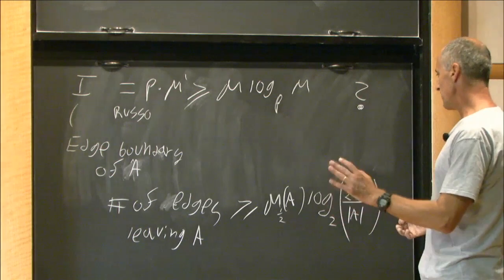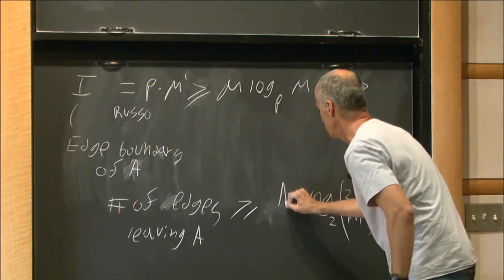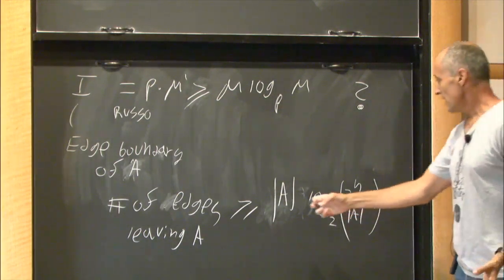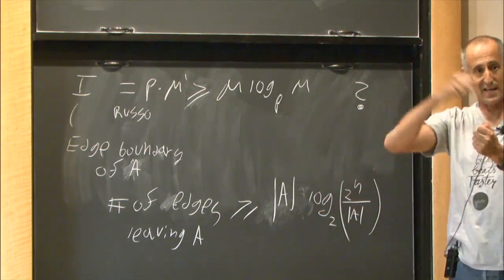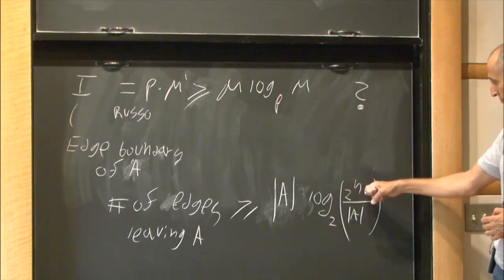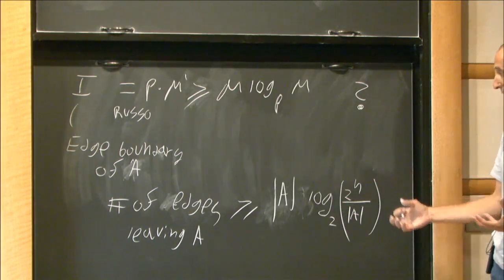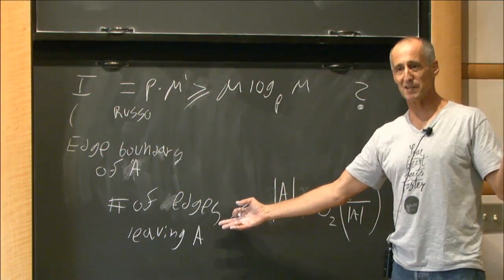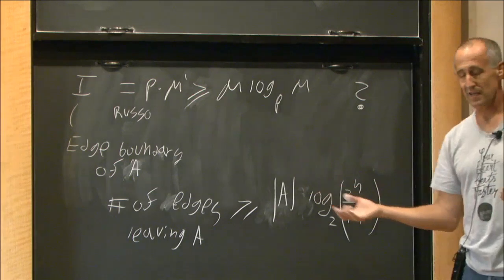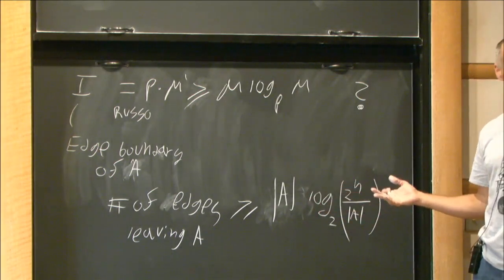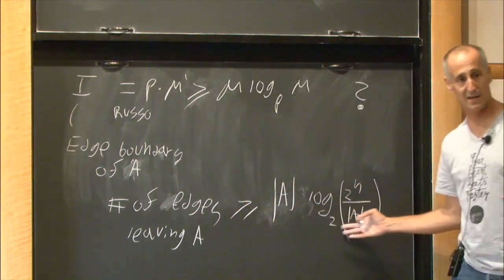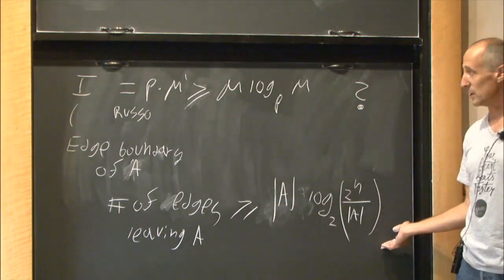Or maybe if I'm counting the number of edges, I just want the size of A. So if A is a subcube of codimension K, I count the points in A. Each one has K edges leaving it. A will have size 2 to the n minus K, so this will be 2 to the K. The log of that is the codimension of A. And this is an ancient meaning dating back to the 60s, isoperimetric inequality. For any set A, the number of edges leaving it is at least what you'd get if A were a subcube. Of course, A can't be exactly a subcube if its size isn't a power of 2, but this is true for any size of A. So this is an isoperimetric inequality.